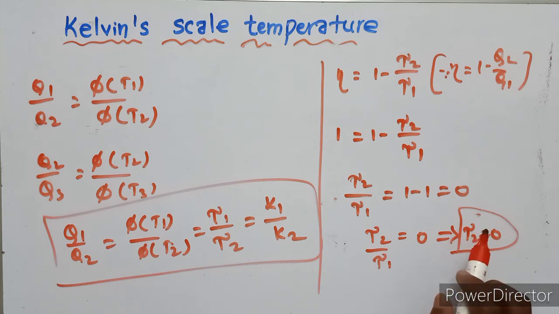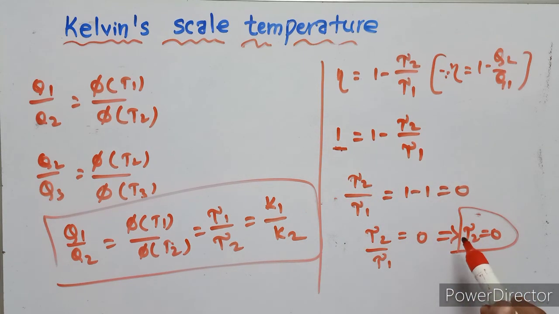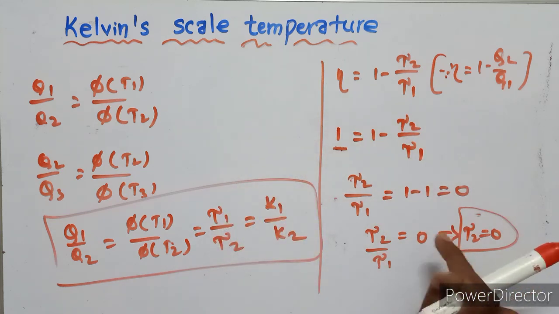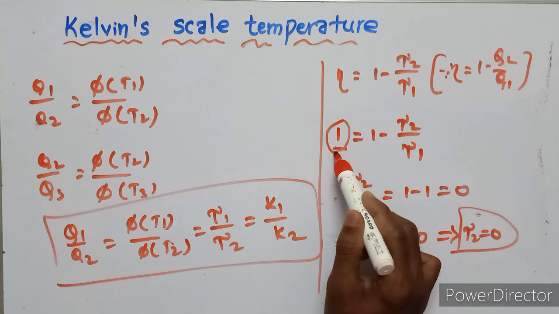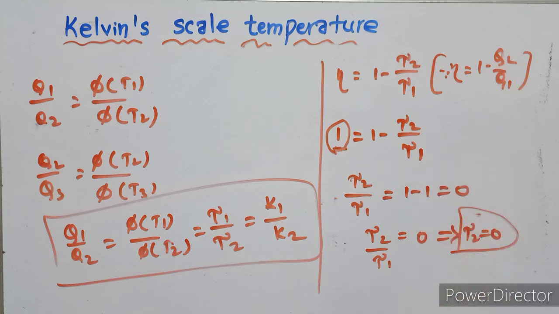So the absolute zero temperature is defined as the temperature of the sink for a reversible engine which converts all the heat into work and has an efficiency equal to 1. This 0 is called absolute zero temperature. The absolute zero temperature is defined as the temperature of the sink for a reversible engine which converts all the heat into work and has an efficiency of 1. That is called absolute zero temperature.